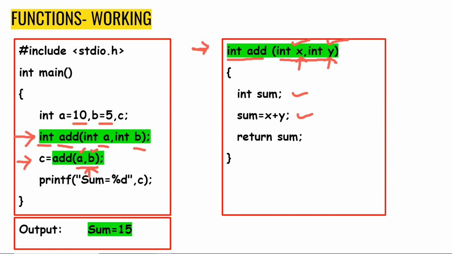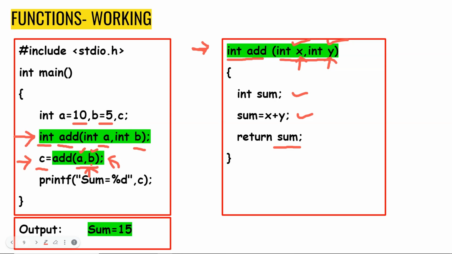The function call is given here. So it is assigned to a variable c because we are returning an integer value from the function definition. So we are assigning it to a variable c so that we can collect the return value. The syntax for function call is the function name followed by the parameter list. So add(a, b).